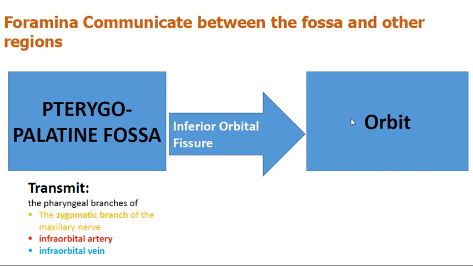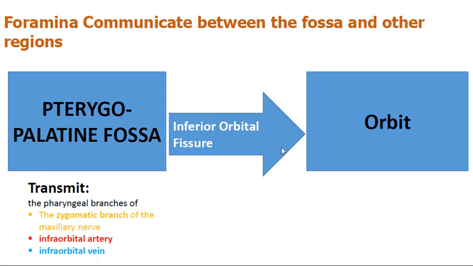The other communication is with the orbit above it, through the inferior orbital fissure present in the roof of the pterygopalatine fossa, and this fissure transmits the following structures: the nerve called the zygomatic branch of the maxillary nerve, and the infraorbital artery and the infraorbital vein. In actual fact, these share in the supply of the floor of the orbit and even the part of the face in the infraorbital region.